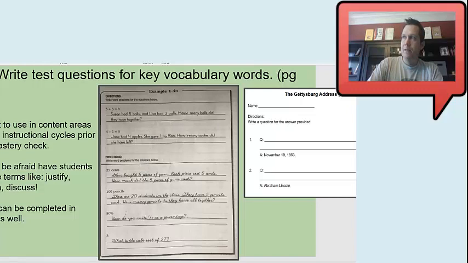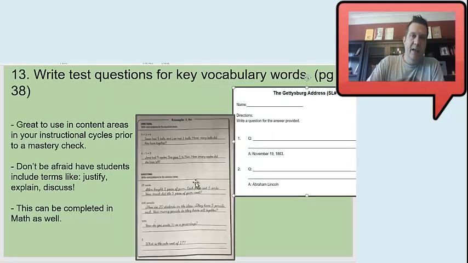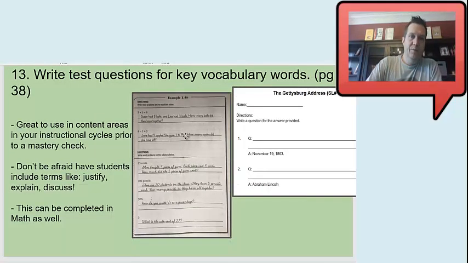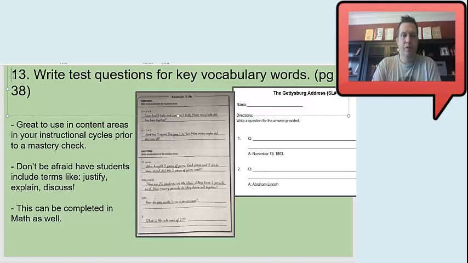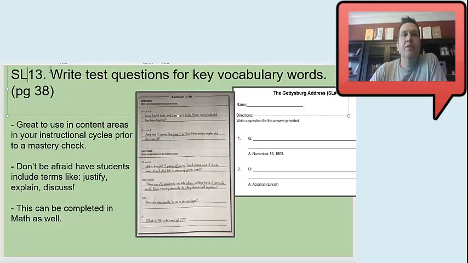On this one, it looks like we have here. Move some things around real quick so you can see it a little bit easier. On this one, it's SL13. So let's put SL on there just so I have it. SL13 says write test questions for key vocabulary words.